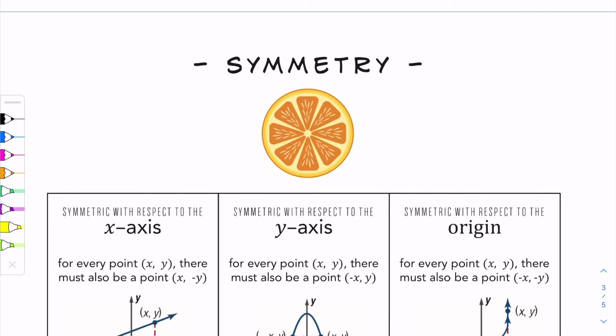The next part of analyzing graphs is talking about symmetry. Symmetry is when you have a graph that can be reflected over a certain line. So if we take a look at this orange, obviously that's not a graph, but just to get the basic idea. If I was to draw a line directly down the center, right here, approximately, and fold that orange peel in half on top of itself, you know that both sides, both this side and this side, would overlap perfectly on each other.